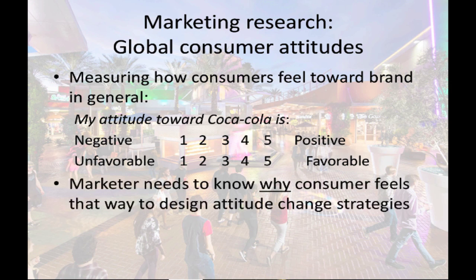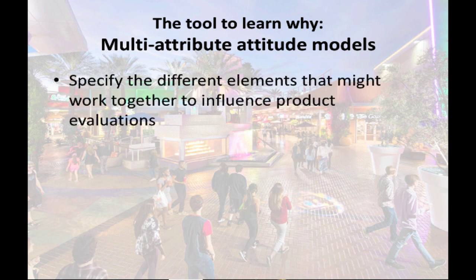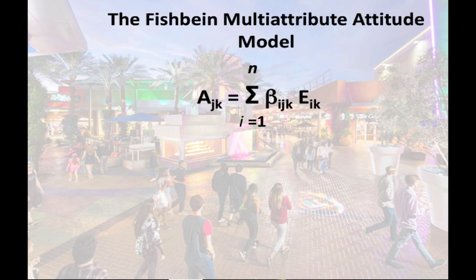However, the marketer needs to know why consumers feel the way they do to be able to change those attitudes. The tool used to learn why? Multi-attribute attitude models. These models specify the different elements that might work together to influence product evaluation. Depicted here, you see the formula, the mathematical formula, for the Fishbein multi-attribute model.